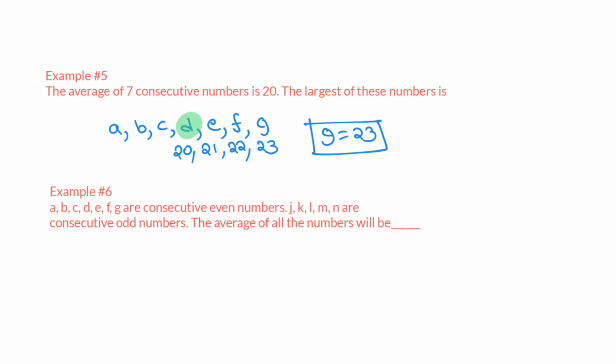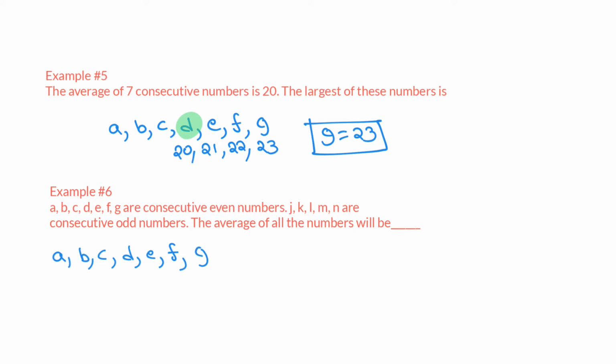Next example, A, B, C, D, E, F, G are consecutive even numbers. J, K, L, M, N are consecutive odd numbers. The average of all the numbers will be. Here in the problem definition, two sequences are given to us. One is a set of consecutive even numbers which are designated as A, B, C, D, E, F and G.